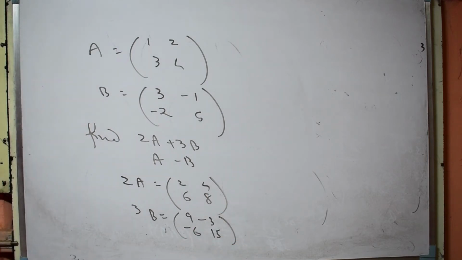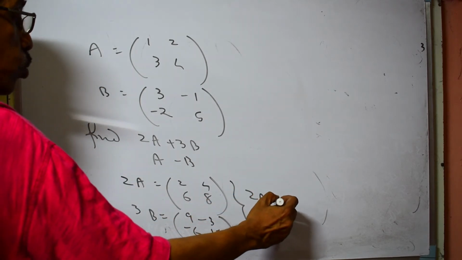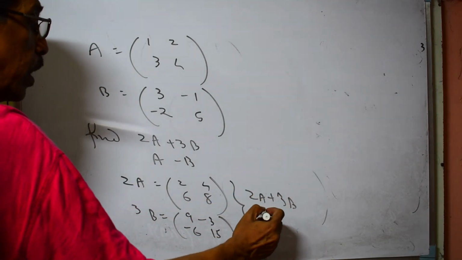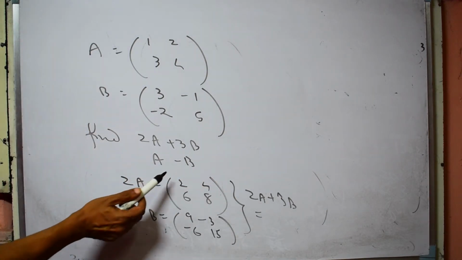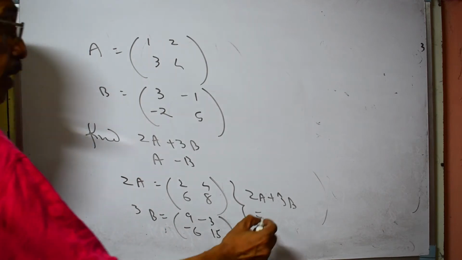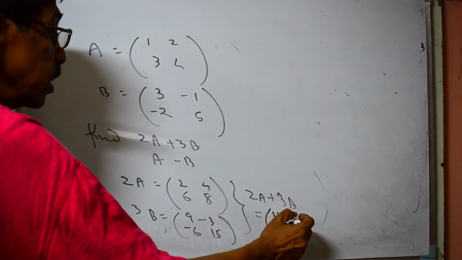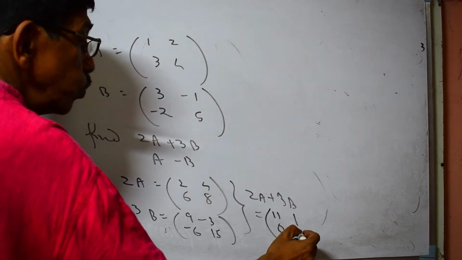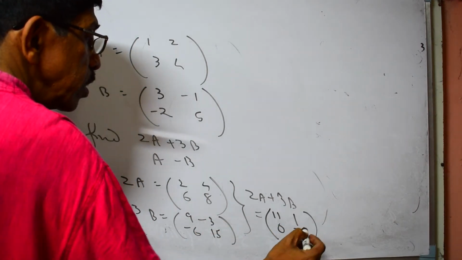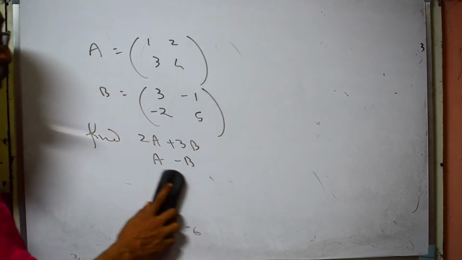Now all we need to do is add these two. The result 2A plus 3B will be 2 plus 9. What is the concept of addition of matrices? 2 will be added to 9, that is 11. 4 will be added to minus 3, that means 1. 6 will be added to 0, that is 6. 8 is added to 15, that is 23. So your answer is 11, 1, 6, 23. This is the first part, that is the 2A plus 3B part.